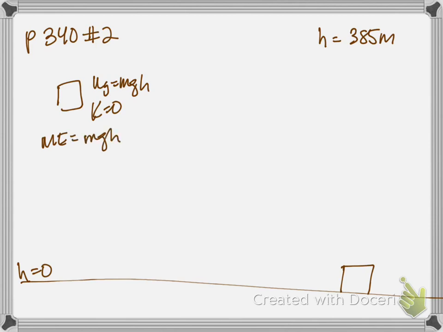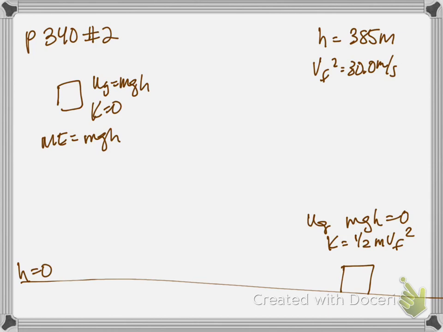Now at the end, we've reached the ground, so there's no gravitational potential energy, and the kinetic energy is 1/2 m v_f squared, and we're told that v_f is 30 meters per second. There's no spring involved, so I'm going to ignore that. If there were no non-conservative forces like air resistance, we could set mgh equal to 1/2 m v squared and solve. However, we're given all of that data, so let's see what we have here.